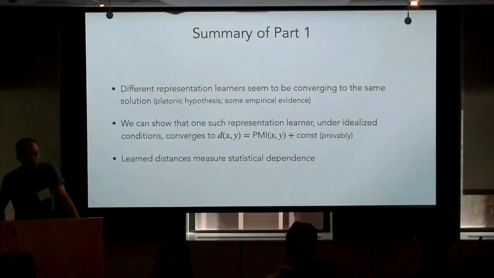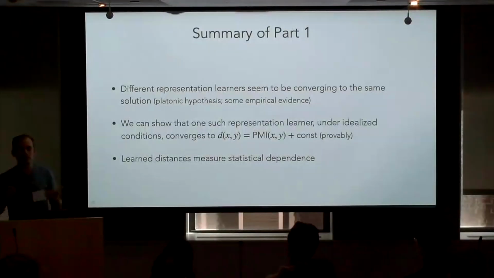And so the argument for this part of the talk is that learned distances, and the reasons why we say A is more similar to B than it is to C, are somehow reflecting measures of statistical dependence, measures of how much more often these two events co-occur than you'd expect by chance in natural empirical data.